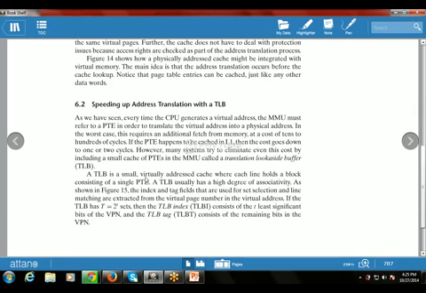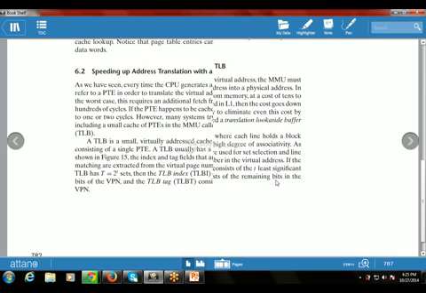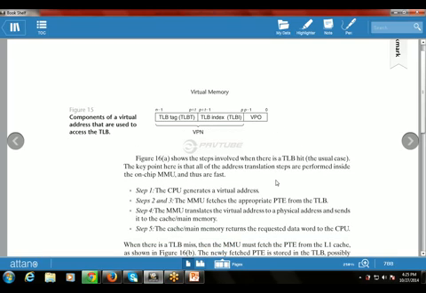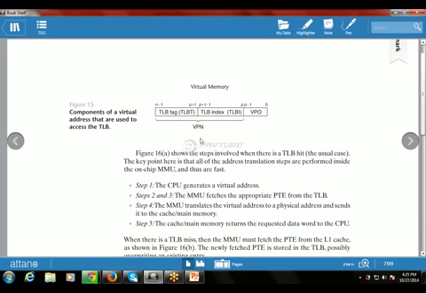This says a TLB is a small virtual address cache where each line holds a block consisting of a single PTE. These are the components of the virtual address that are used with the TLB, that is your translation lookaside buffer. So these are the multiple steps that are performed on the MMU, that is your memory management unit.